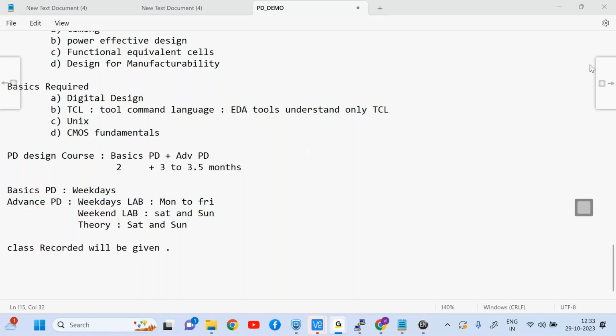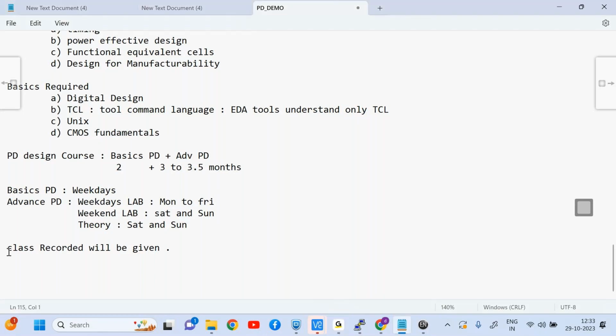You get live support plus recorded videos, both. Recorded videos are optional. If you want, you can use them, or if you don't want to, you need not use them. If you attend live sessions, you don't need the recorded videos. If you are not able to attend the live session, then watch the recorded video, which is a recording of the live session.